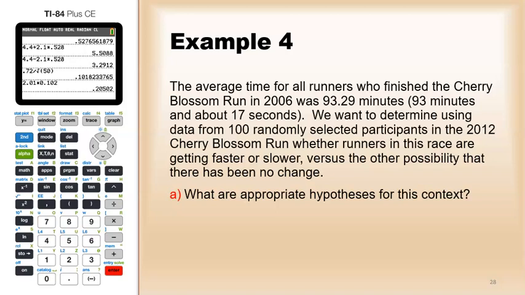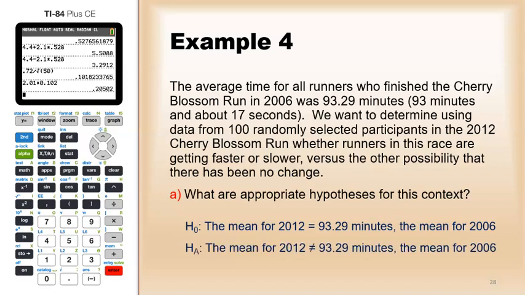So, in terms of hypotheses, for our sample from 2012, we know the true average for 2006. What we want to know is whether the 2012 time is equal to the 2006 time, or not equal to. So, the null is that the mean for 2012 is equal to 93.29, which was the mean for 2006. The alternative is that the mean for 2012 is not equal to 93.29. It may be higher, or may be lower, but it's something different than 93.29, which was, again, the mean for 2006.